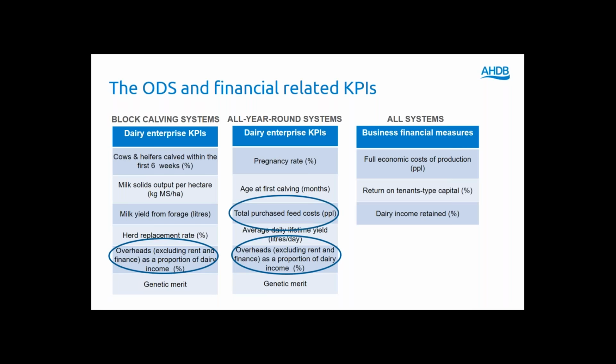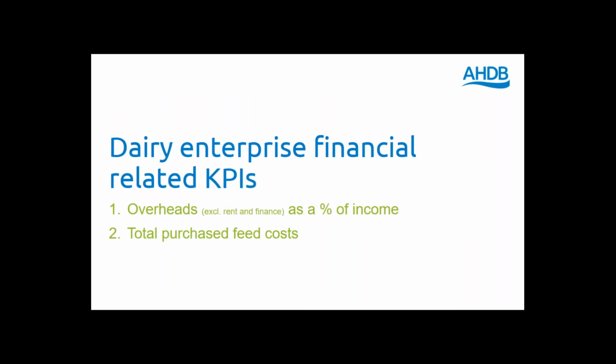Then we've also got the total purchase fee costs, which is in the all year round dairy enterprise KPIs. And then we've got all those business financial measures. So those KPIs are our financial related KPIs as part of the optimal dairy systems. Okay, so I'm going to go through each of those in turn, and we'll start with the dairy enterprise KPIs. So we'll start with the overheads as a percentage of income.